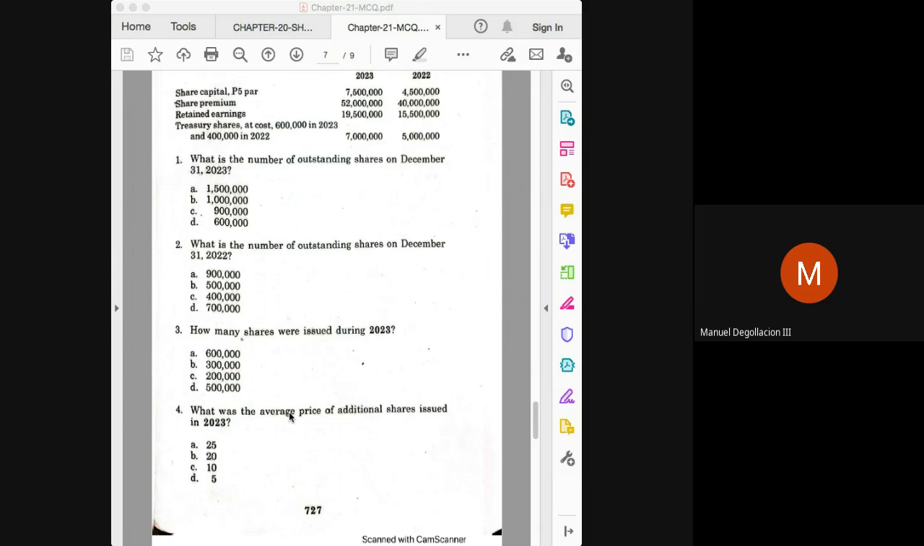But that does not mean that the issue price of these shares was 20. 20 is just the excess of the issue price over the par value. Okay, so if the excess is 20 and the par value is 5, that means the issue price is 25. Okay, so the answer in number 4 would be alpha.